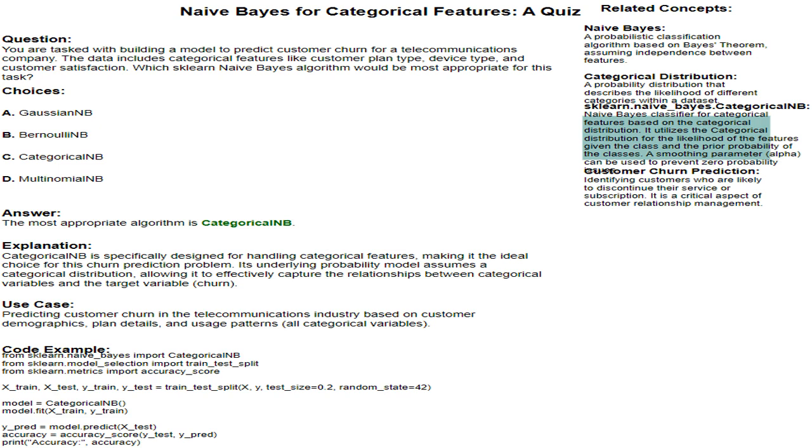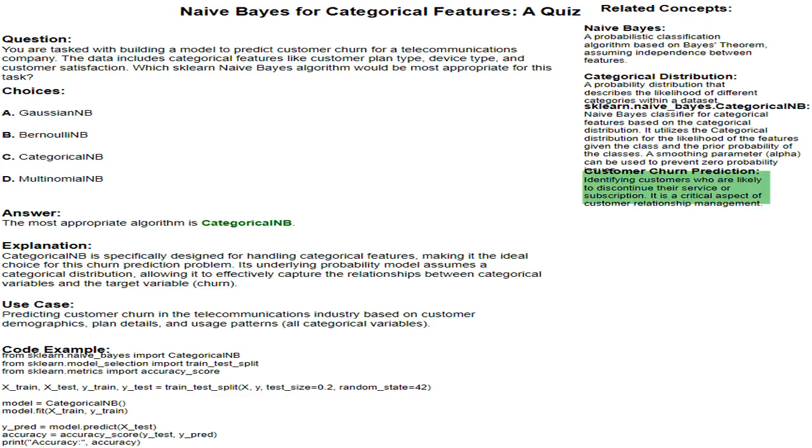Categorical NB would use the categorical distribution to calculate the probability of each feature combination given the class, churn or not. It then uses Bayes' theorem to calculate the posterior probability of churn based on these probabilities. The smoothing parameter alpha can help to avoid issues where a particular combination of features has not been observed in the training data.